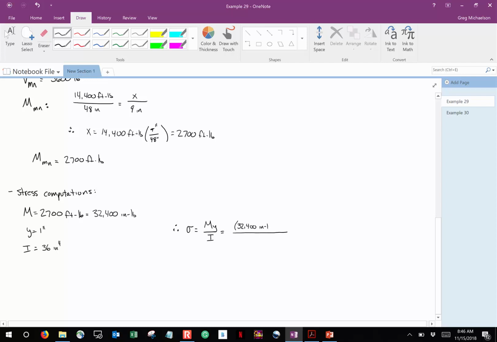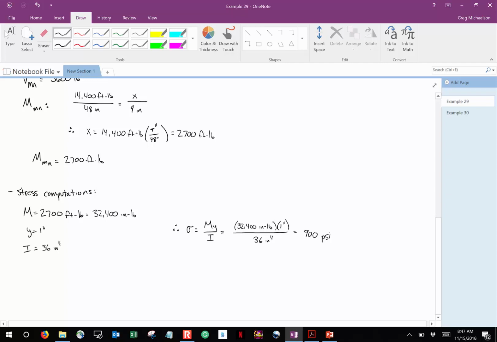So with these, I can compute a bending stress of My over I, which is 32,400 inch-pounds times 1 inch, and then 36 inches to the fourth. So 32,400 times 1 divided by 36. That comes out to 900, and that's 900 psi.